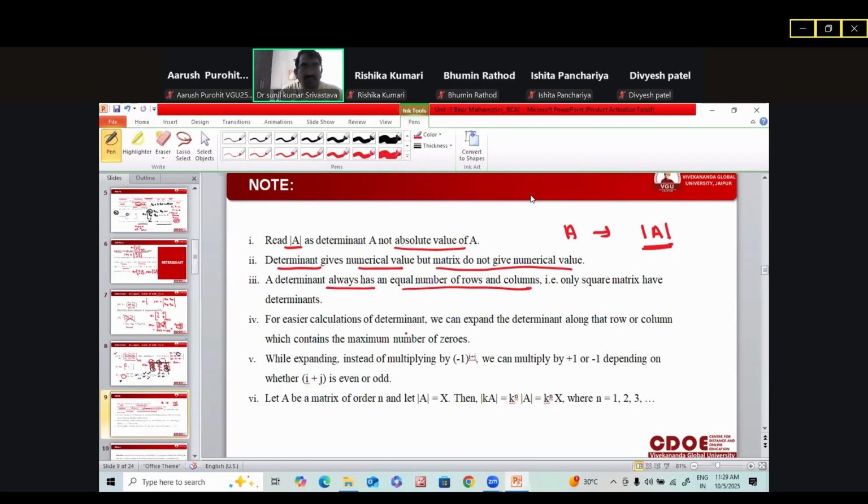For easier calculation of the determinant, we expand the determinant along the row or column which contains the maximum number of zeros. And suppose we have a matrix A of order n, and the determinant of A is equal to x. Then the determinant of k times the matrix is k raised to the power of n times the determinant value. So this formula can also be used by multiplying by any scalar quantity, and you can find out the value of that determinant.